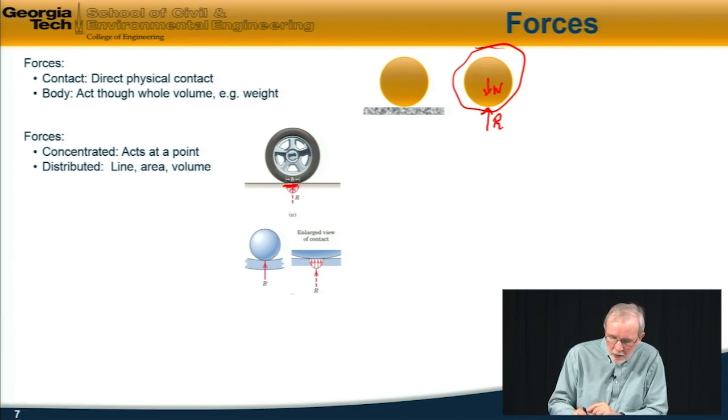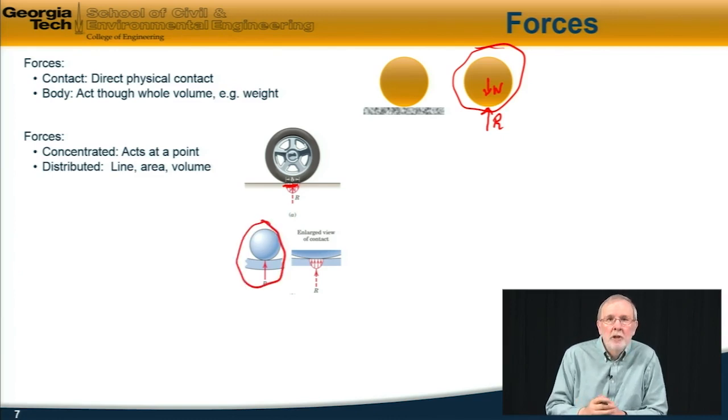And this is true even for relatively rigid materials. For example, a stainless steel ball bearing sitting on top of a rigid surface. Even in that case, if we look at the area of contact there in greater detail, we'll see that the area is squished down slightly so that the force is distributed over a finite area. But usually we approximate this as though it's a concentrated force.